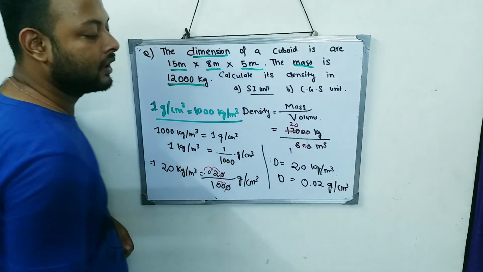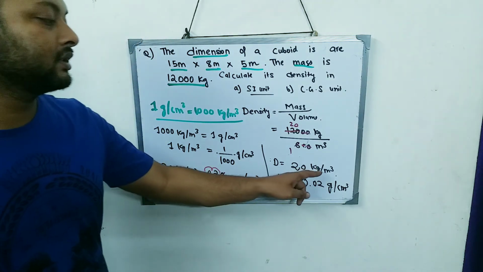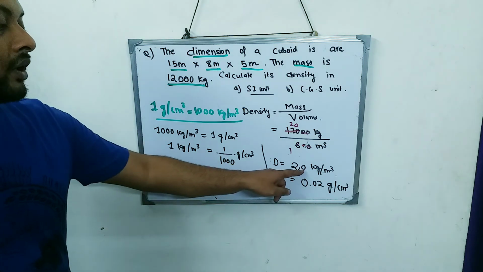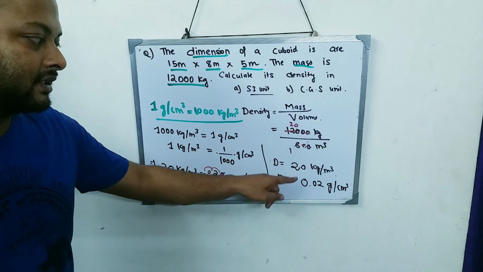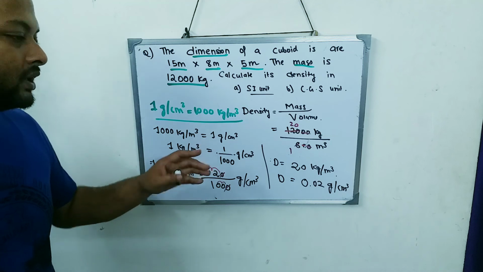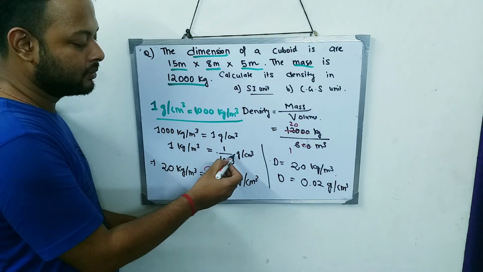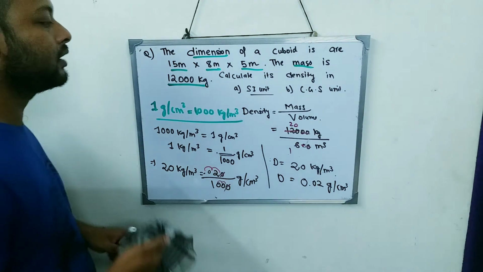So I got my answer in both SI as well as CGS. Whatever answer you get in SI, just divide it by 1000, you will get the answer in CGS. Or you can follow this method, which is the actual method, by which the concept is cleared. Okay? Concept is clear. So I hope you understood this sum.